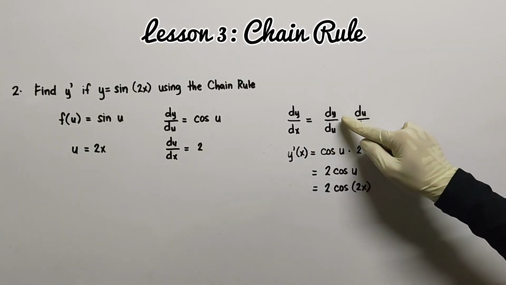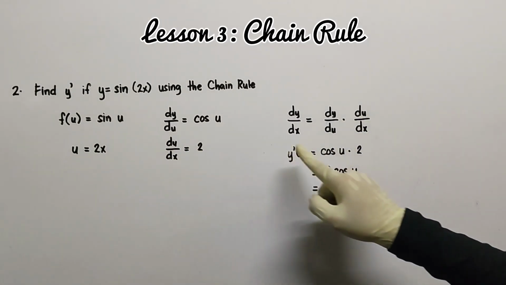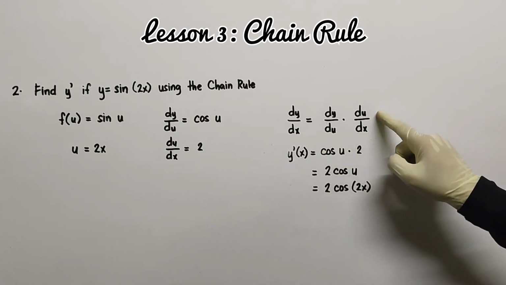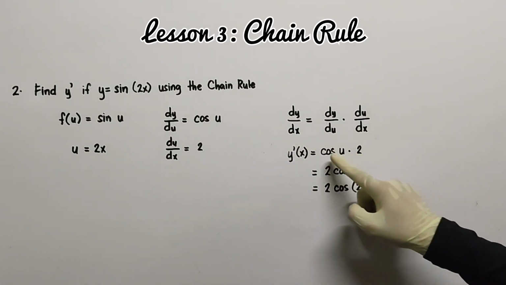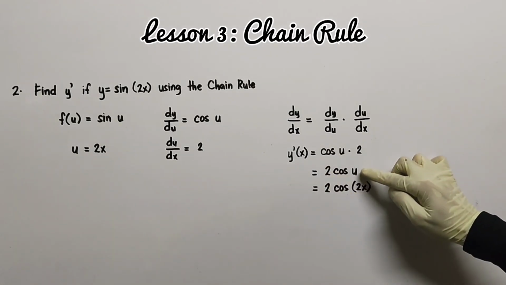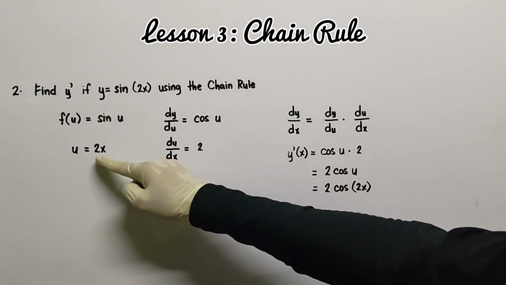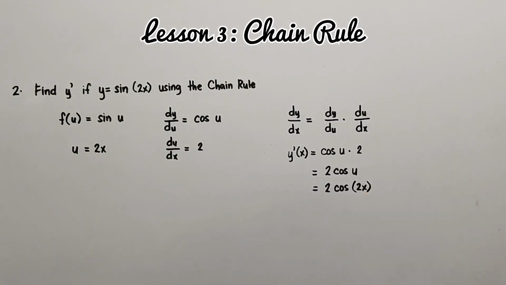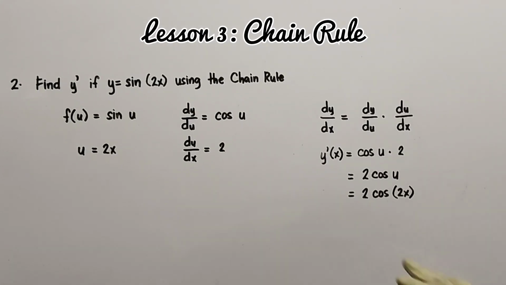Using this formula, dy over du is cos u times du over dx is positive 2. Multiplying this one, we have 2 cos u. And substitute u by this expression 2x. So the answer is 2 cos 2x. So the derivative of y of x is 2 cos 2x.